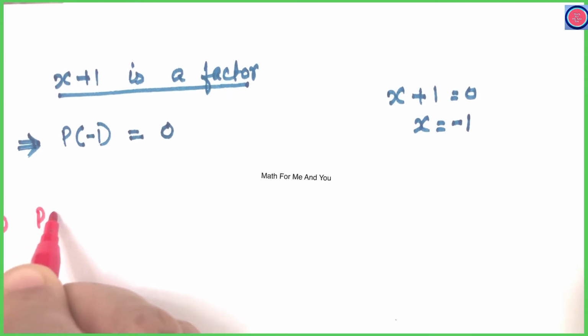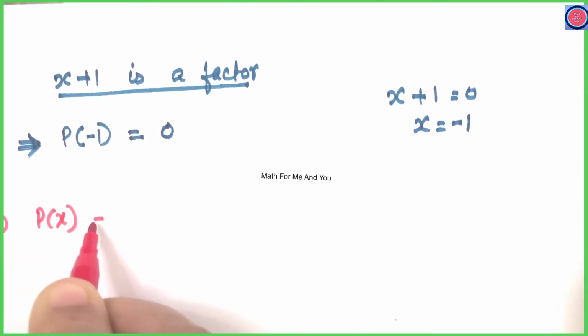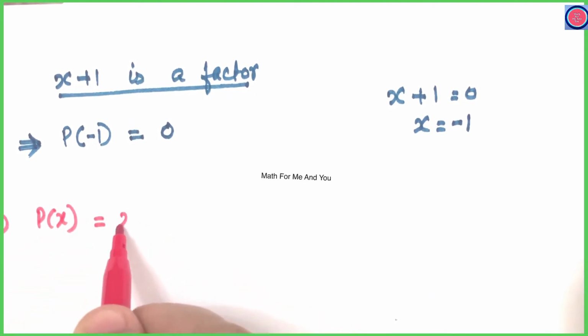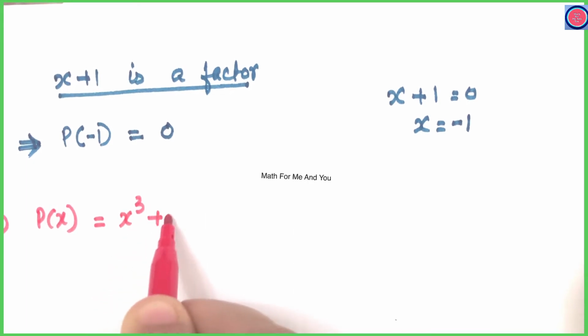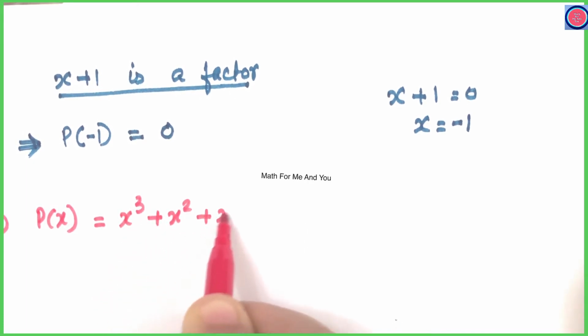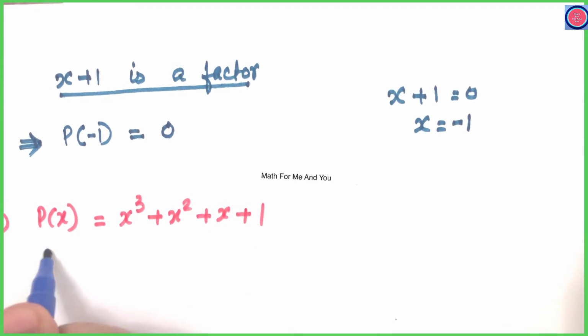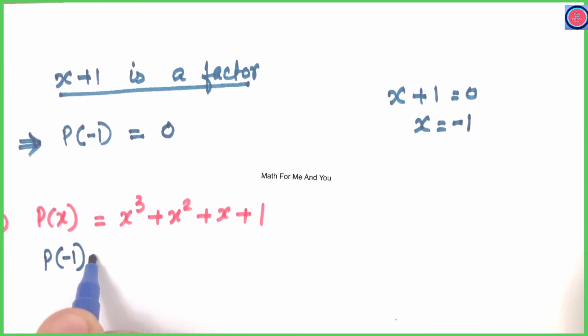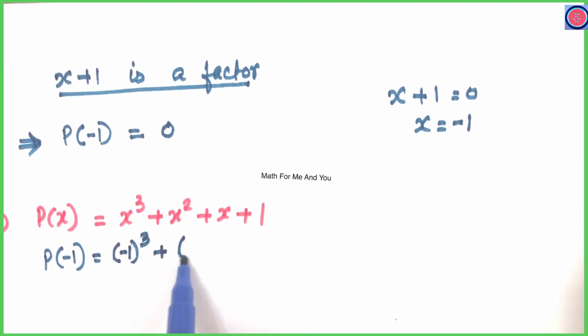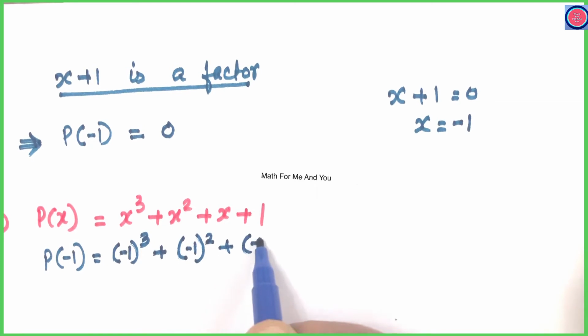We can take that polynomial as p of x. Let p of x be the first polynomial, that is x power 3 plus x square plus x plus 1. And what do we have to find? We have to find p of minus 1. Every x we replace with minus 1. Then we get minus 1 power 3 plus minus 1 square plus minus 1 plus 1.